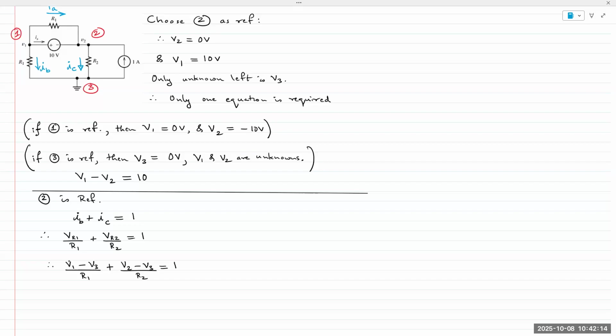So if 2 is my reference, in this equation, V2 is 0, V1 is 10. V3 is the only unknown left. That's it. So I'm going to solve this, and I can write 10 minus 0 over R1. What is the value for R1? At my end, R1 is 3 ohms and R2 is 12. R1 is 3.